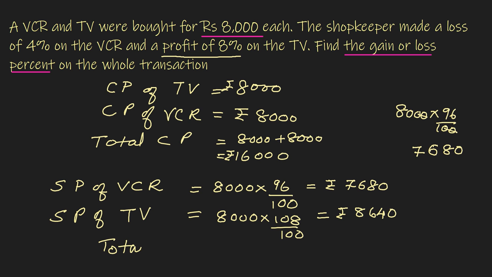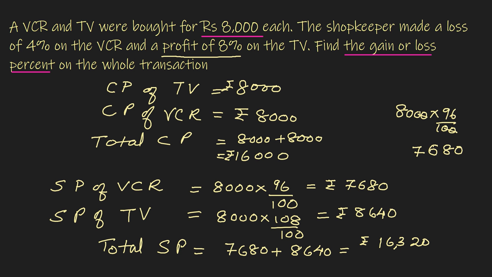Now what is the total selling price? You add these two. Total selling price is equal to 7,680 plus 8,640. Do it. You will get rupees 16,320. But the total cost price is 16,000. So is it profit or loss? Yes, of course it is a profit.